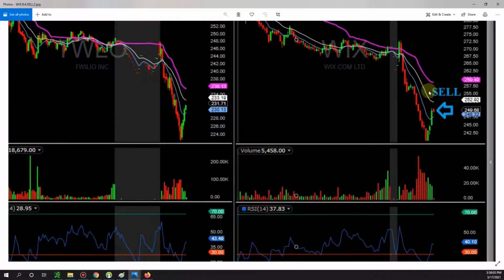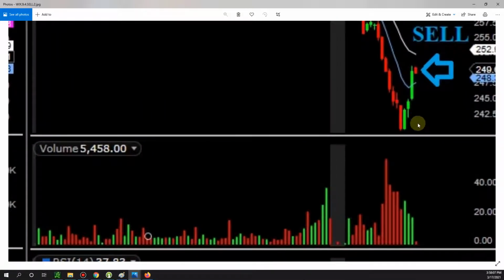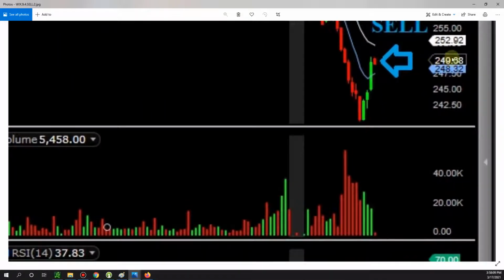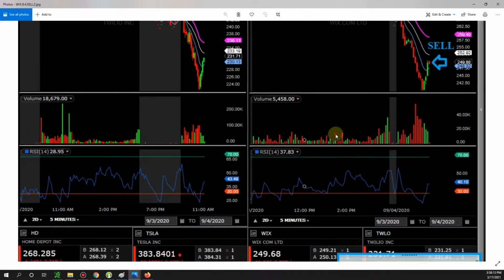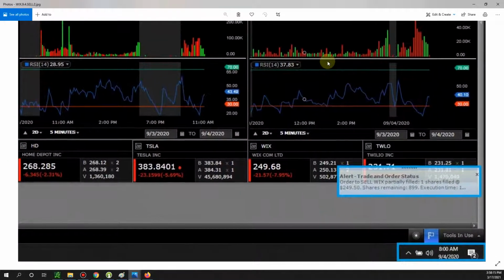Now these are just a bunch of moving averages for me, like guidelines, but you get the idea, right? I mean, it went from 42 all the way to almost 250. That's several dollars. 1,000 shares. Hey, that's several $1,000s right there. And that's it. You're done for the trade.